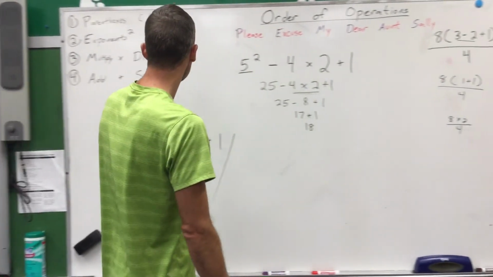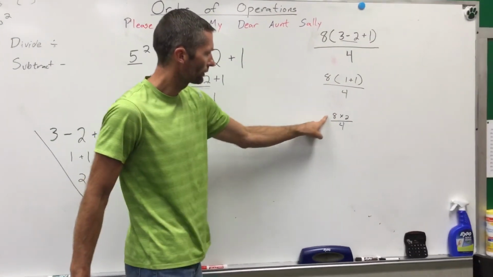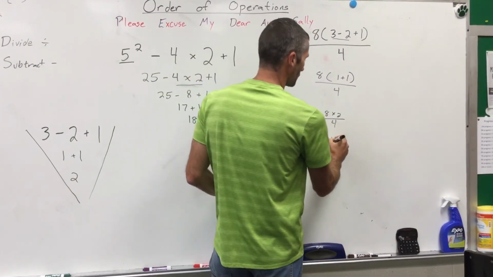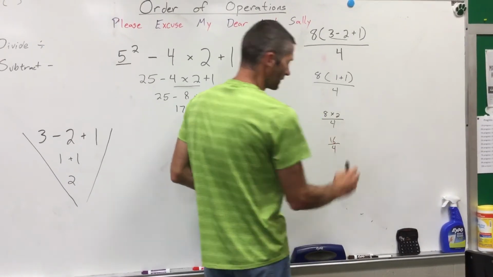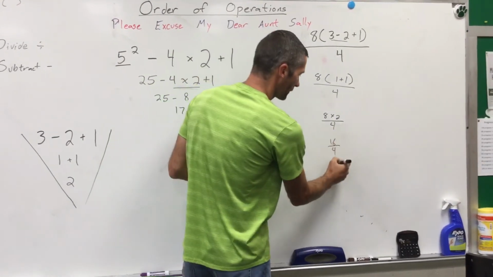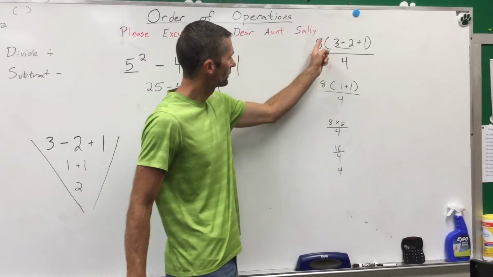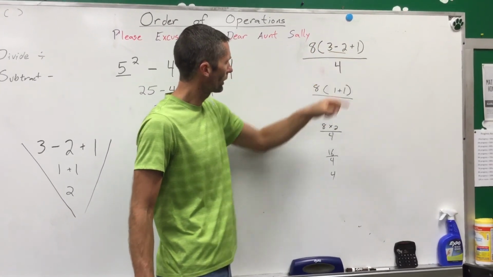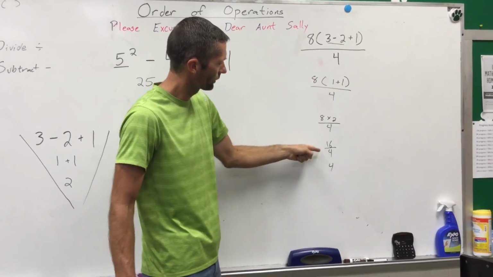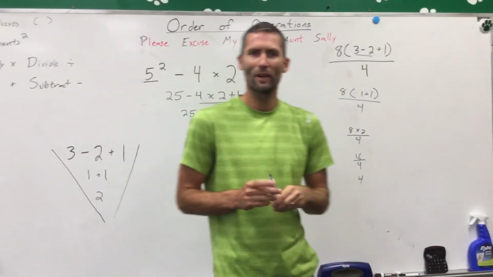Now I'm going to multiply or divide. Well, I got to take care of the numerator first. 8 times 2 is 16. And then 16 over 4 is 16 divided by 4, which is 4. So I can see I have 1, 2, 3, 4 operations, 1, 2, 3, 4 steps. That's order of operations.